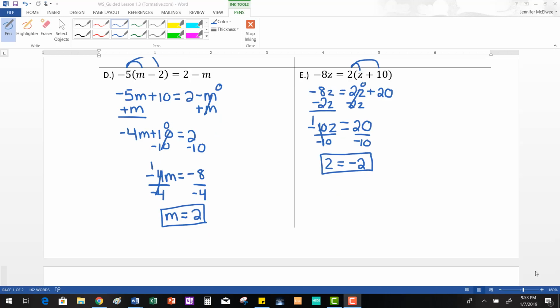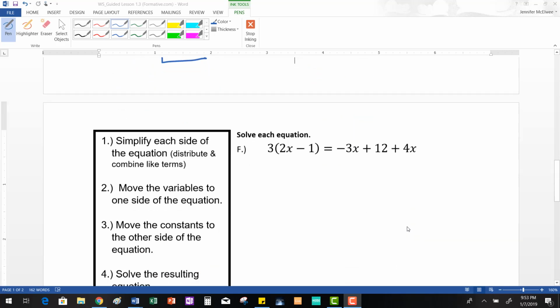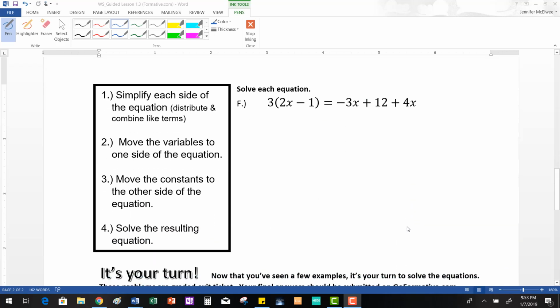I have one more example to show you before I would like you to do the problems on Go Formative. So I'm going to scroll down to problem F. Problem F says 3 times the quantity of 2x minus 1 is equal to negative 3x plus 12 plus 4x. I can see this time on both sides of the equation that there's some simplifying to do. So I'm just going to start from the left and work my way to the right.